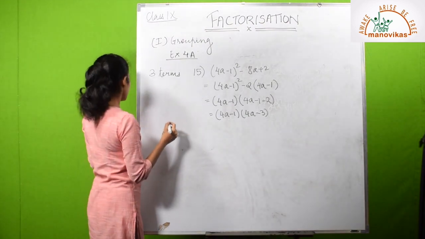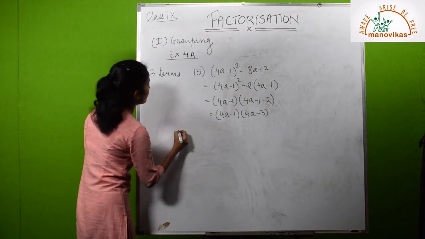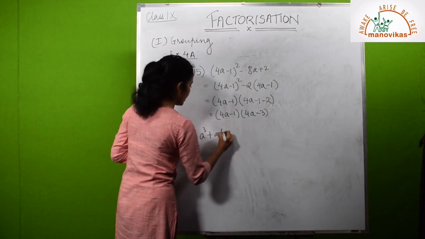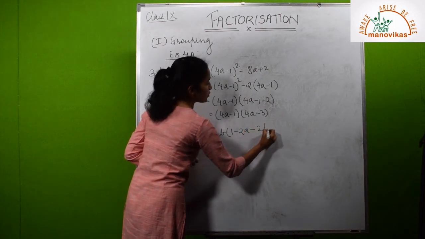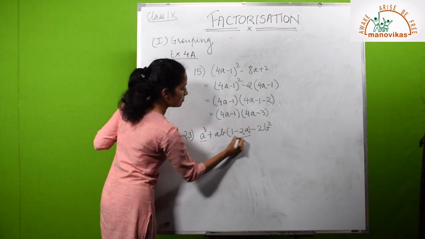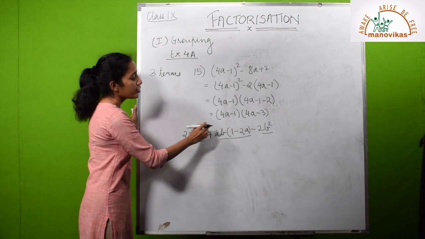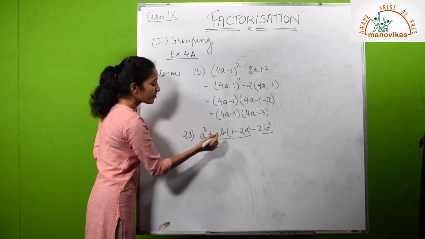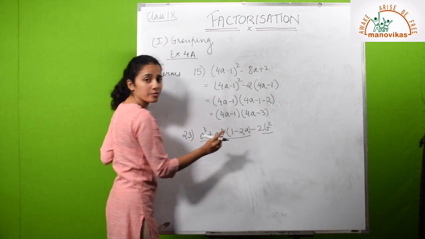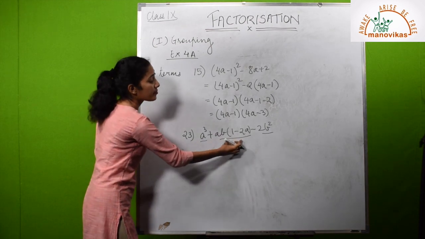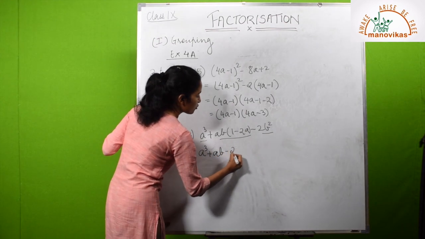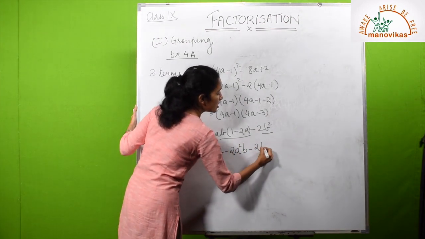Let us take another example with the same. You have problem number 23: a cube plus ab times 1 minus 2a minus 2b square. Now in this again there are three terms. Here you cannot obtain 1 minus 2a from the remaining two, because there is nothing common in the first nor the last term. So the second method is you directly open up the bracket over here. So I have a cube plus ab minus 2a square b minus 2b square.